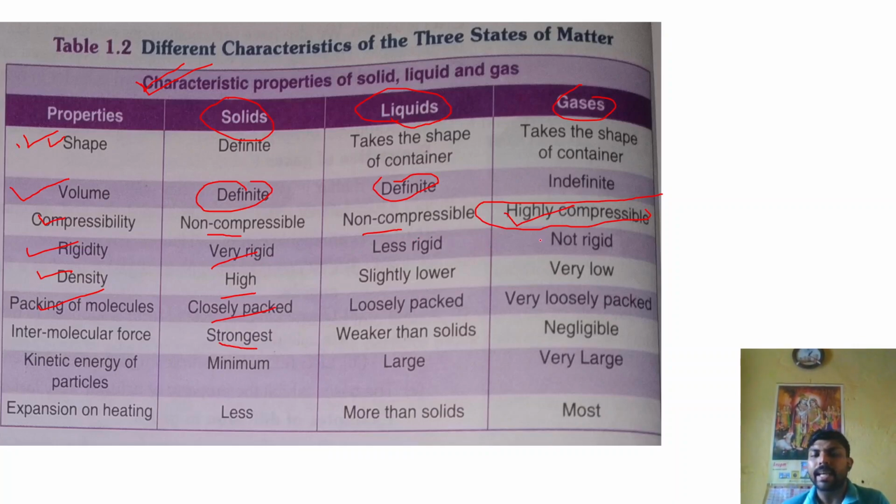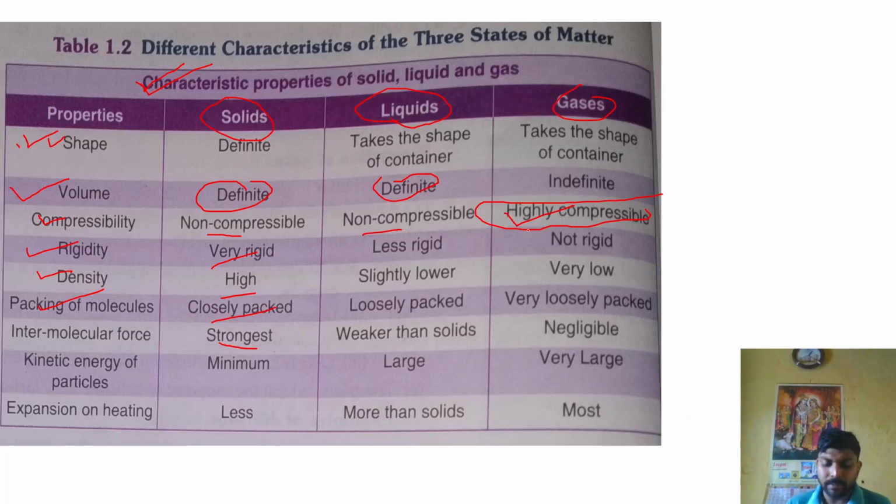Gases are not rigid, their density is very low, and they are loosely packed. That is why they have large intermolecular spaces, and the intermolecular force is negligible in gases. Now the very important point is the kinetic energy of the particles. Diffusion is not possible in solids, so the kinetic energy of particles is very low there, whereas gas diffuses faster, so the kinetic energy of gaseous molecules is very large. These are the points we can use to differentiate the states of matter.